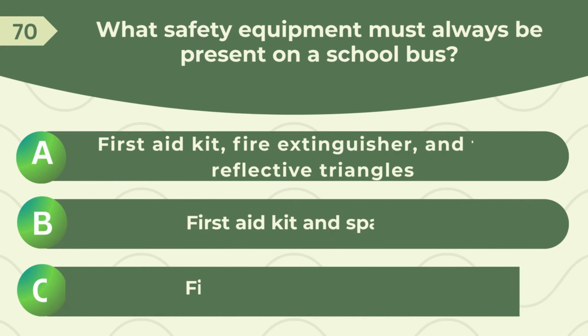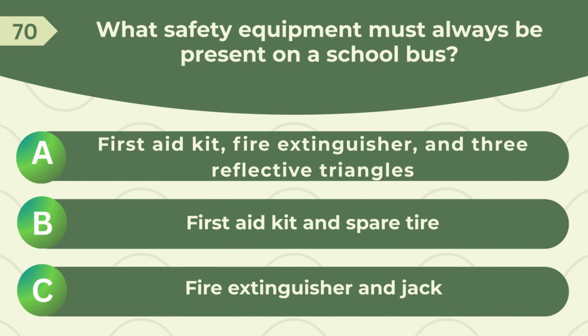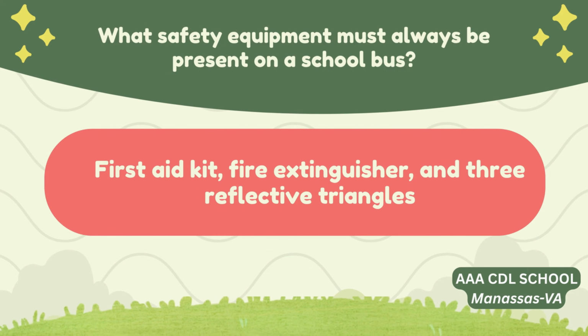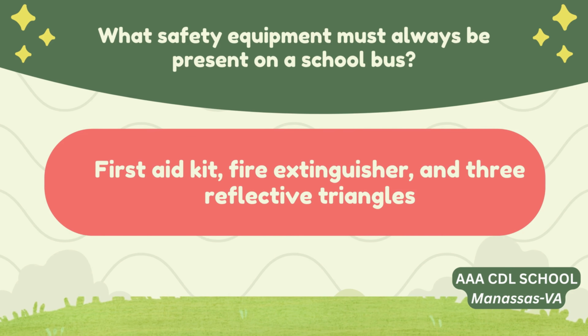What safety equipment must always be present on a school bus? A. First aid kit, fire extinguisher, and 3 reflective triangles. B. First aid kit and spare tire. C. Fire extinguisher and jack. Correct answer: First aid kit, fire extinguisher, and 3 reflective triangles.